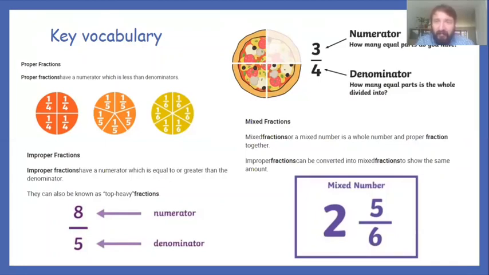Okay, so just some key vocabulary once more. Numerator, denominator. The numerator: how many equal parts do we have? The denominator: how many equal parts is the whole divided into? Proper fractions, and there's an example of a proper fraction. An improper fraction or top heavy fraction, where the numerator is larger than the denominator. And then finally, for the key vocabulary, mixed fractions or mixed numbers.